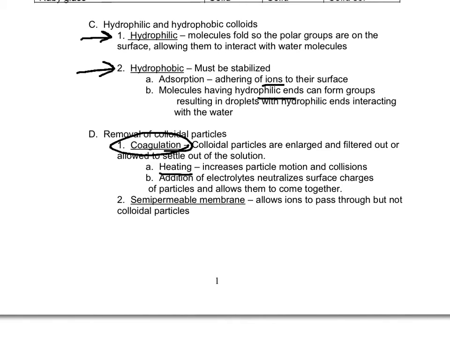The increased movement causes the colloid particles to interact with each other more, and when they interact with each other more, they tend to attach to each other, get a little heavy, too heavy to suspend in the solution, and they sink. You can also add some electrolytes, which will neutralize those surface charges, letting them come together, letting them sink down. All of this will remove the colloid particles and separate out your solute from your solution. You can also use a semi-permeable membrane, which will allow some of the particles through, like your solvent through, and will keep the solute separate.